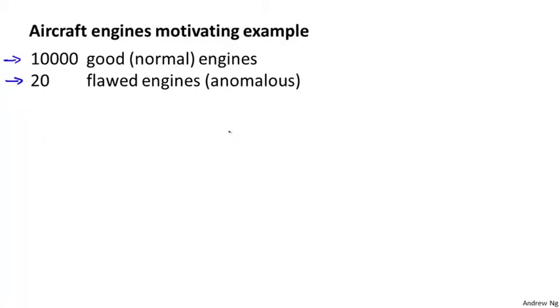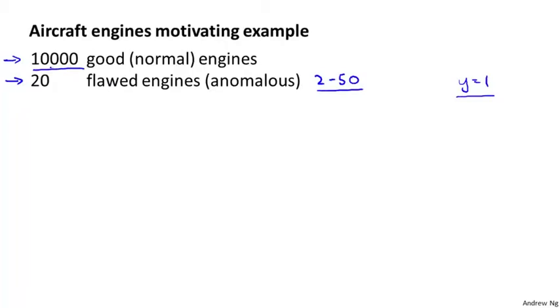For a pretty typical application of anomaly detection, the number of known anomalous examples, that is with y equals 1, may be anywhere from 20 to 50. That would be a pretty typical range of examples that we have with y equals 1. And usually we'll have a much larger number of good examples.